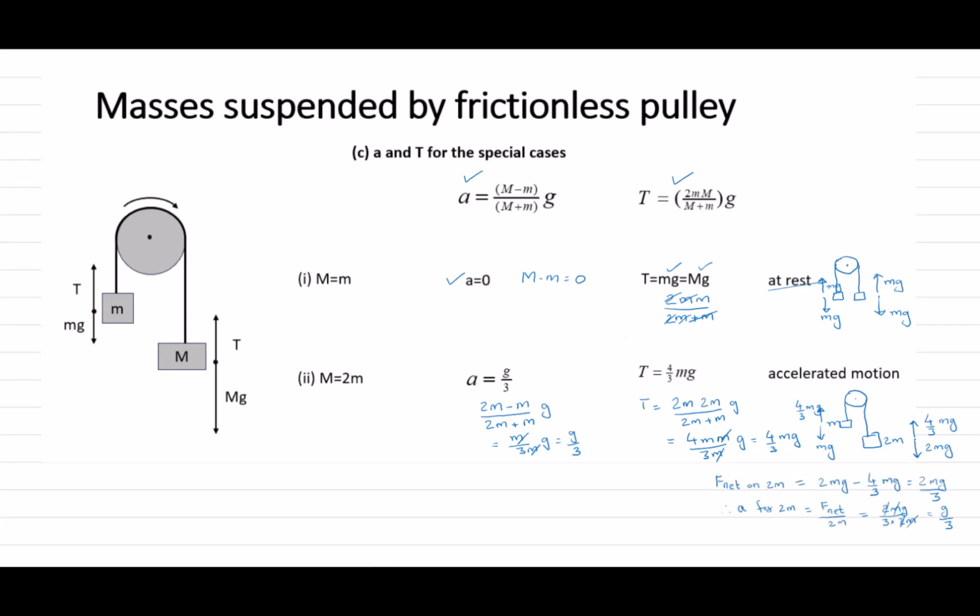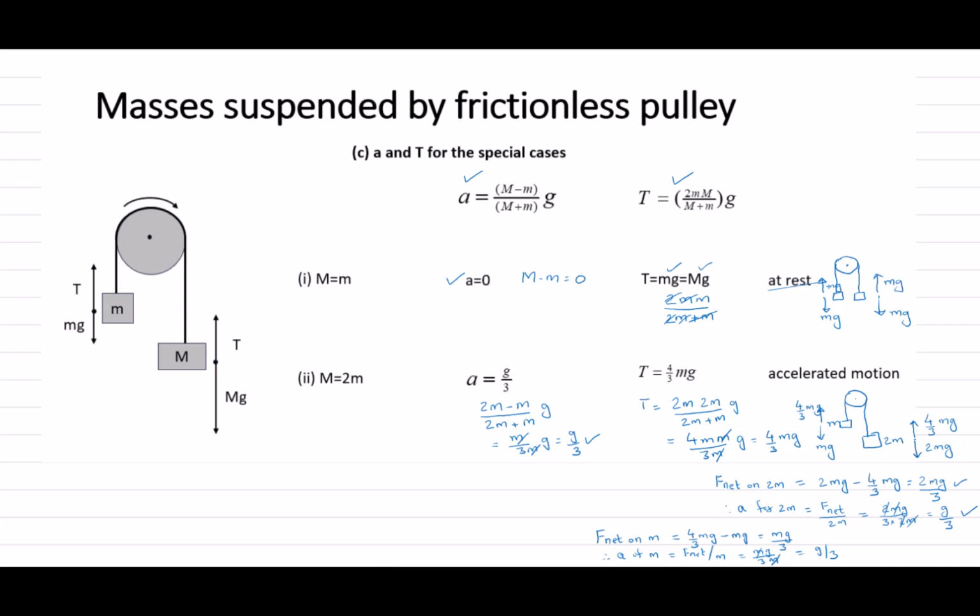So if you do a simple calculation, for example, what is the net force on the 2m object? That will be the downward force 2mg minus 4 over 3 mg, that is the upward force. That will be 2mg over 3. And if we have to find out the acceleration for that mass, it will be F net divided by 2m, which is the mass, which will give, as per this calculation, g over 3, which matches with the earlier value of acceleration we derived.